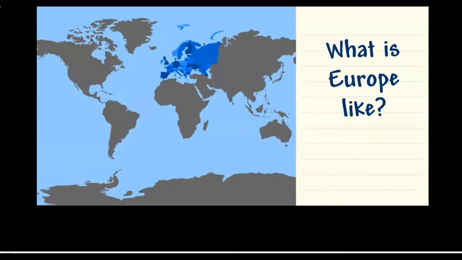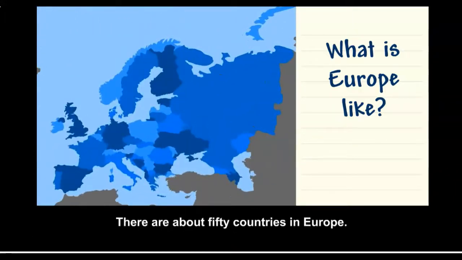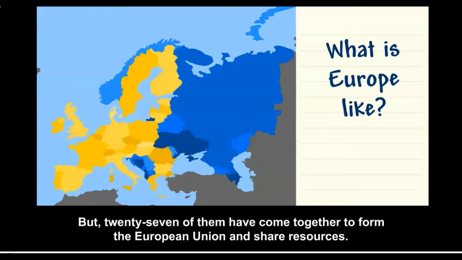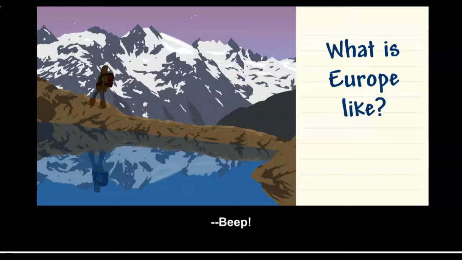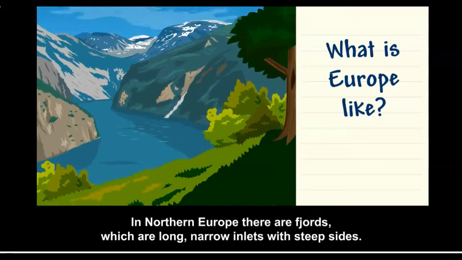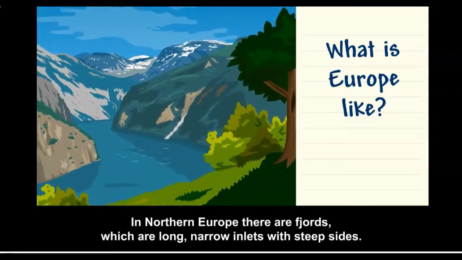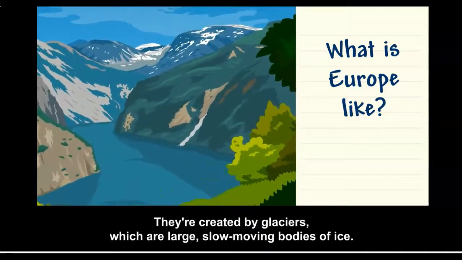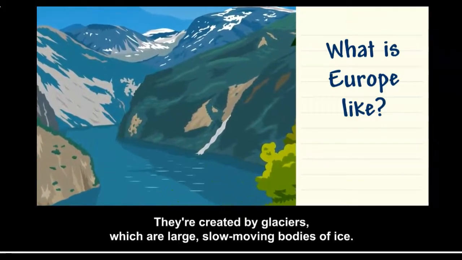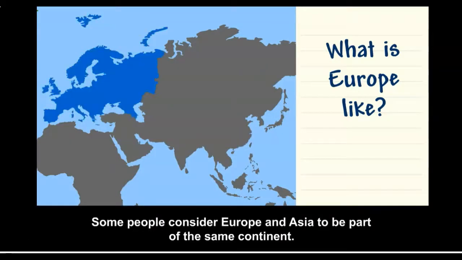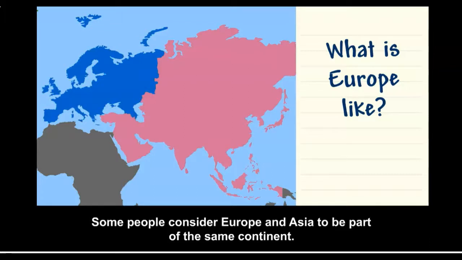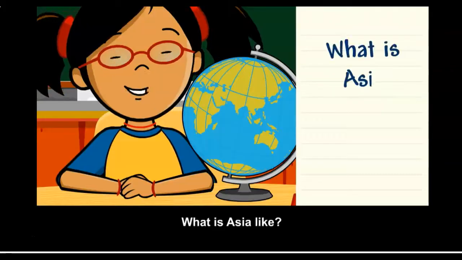What is Europe like? There are about 50 countries in Europe, but 27 of them have come together to form the European Union and share resources. The Alps are a mountain range that stretches across part of Europe. In northern Europe, there are fjords, which are long, narrow inlets with steep sides. They're created by glaciers, which are large, slow-moving bodies of ice. Some people consider Europe and Asia to be part of the same continent.